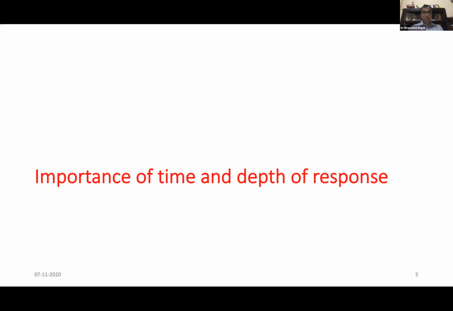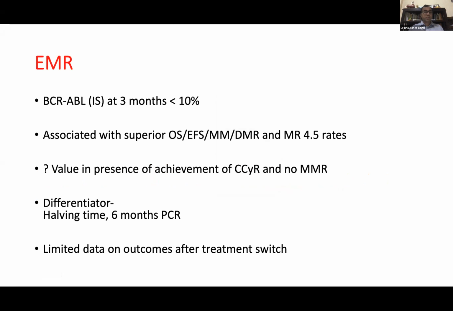So we saw how the drugs are active, they are leading to deeper responses. So we first talk about EMR. So we saw beautifully that at 3 months testing is done. If it is less than 10%, we call it early molecular response. And this has been shown to predict superior overall survival, event-free survival, MMR, deep molecular response, and MR 4.5. Its value in the presence of achievement of other milestones is not very clear.